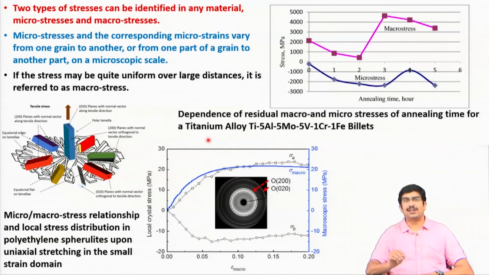One is the micro stresses and the other is the macro stresses. So, micro stresses or correspondingly micro strain, whatever you can call it. Micro stresses or micro strains basically vary from one grain to another, or even from one part of the grain to another part on a microscopic scale.